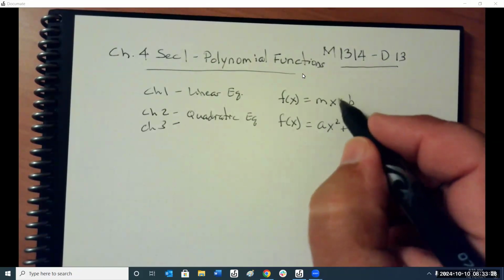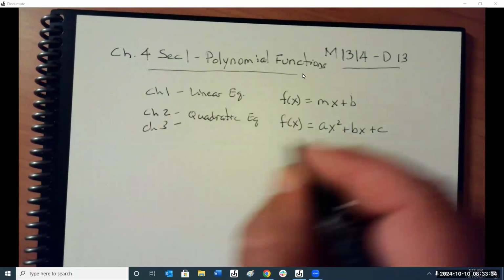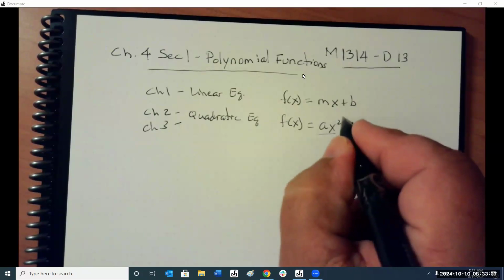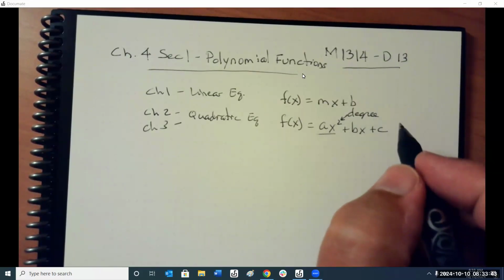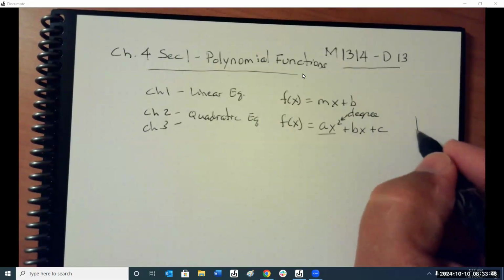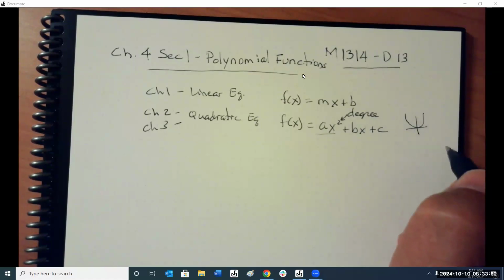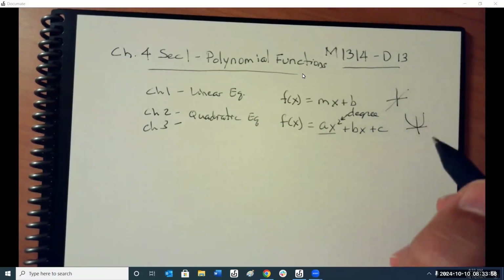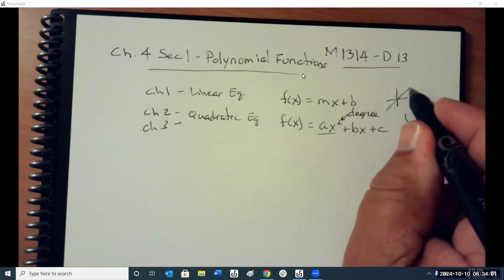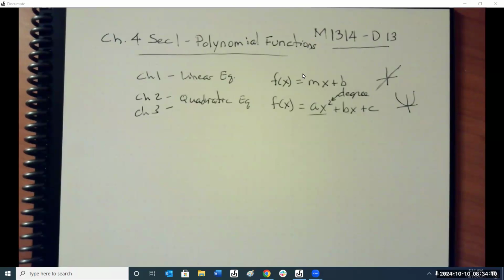And what we learned by looking at these functions is that the leading terms, the degree, tell us how many solutions we're going to have and what the graph looks like. We know this one's going to be a parabola, depending on what A is. If A is positive, it's up. If A is negative, it goes down. This is linear. If M is positive, it goes up. If M is negative, it goes down, reading left to right. So that's all that sort of stuff we're looking at.